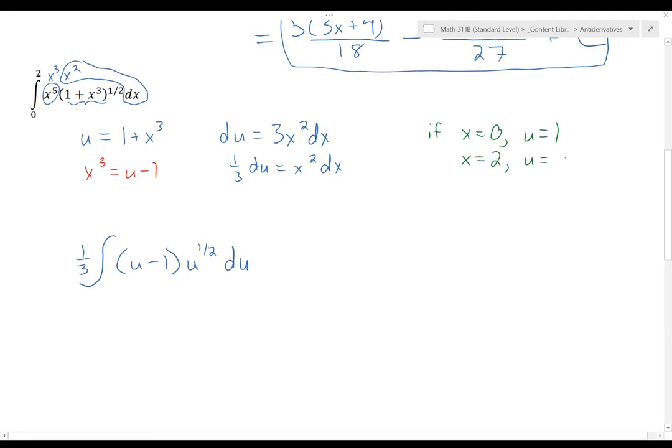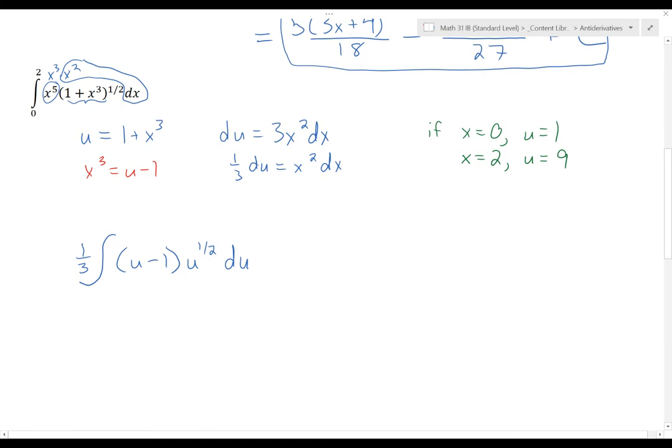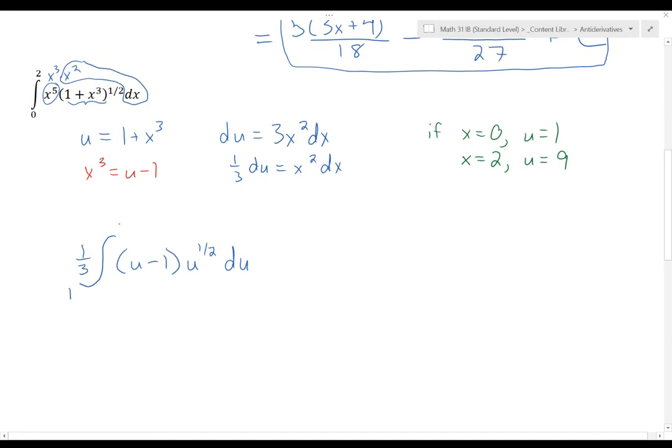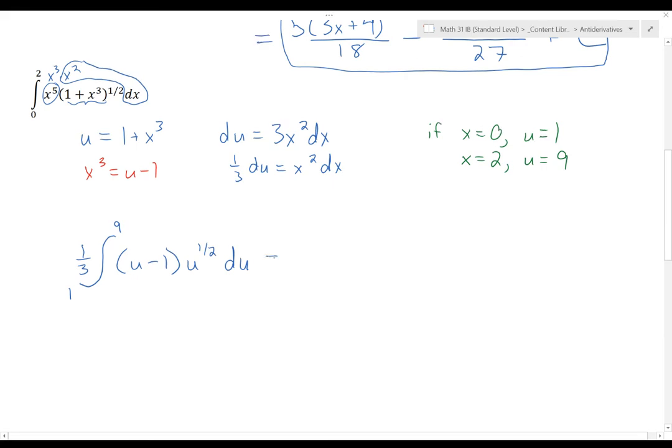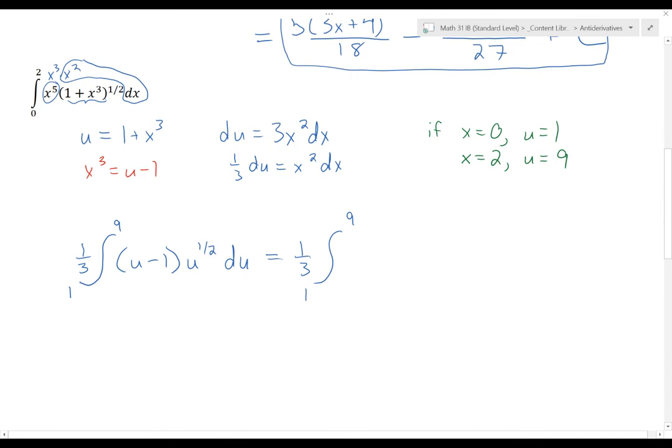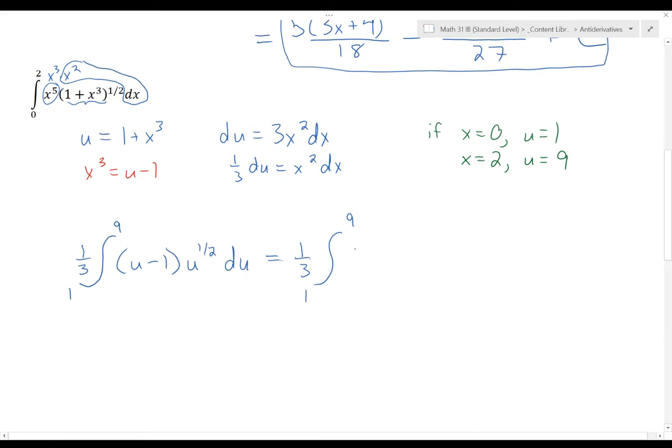So if x equals 0, then u equals 1. If x equals 2, then u equals 9, because it's x cubed plus 1. So my new limits on my definite integral are 1 to 9, and I don't have to substitute back in for x before I substitute in the values.